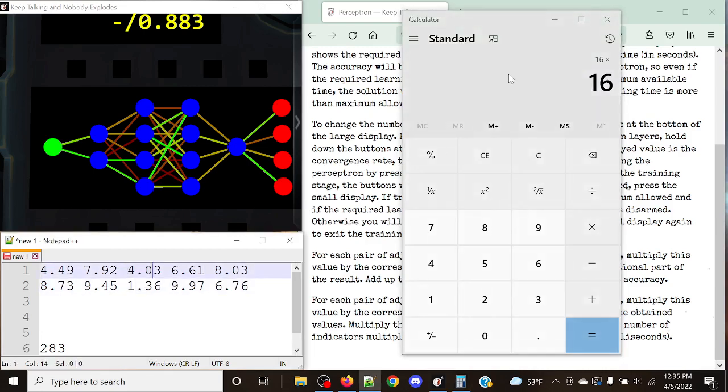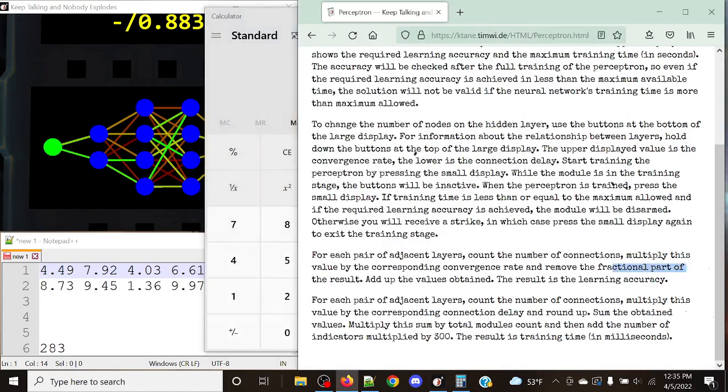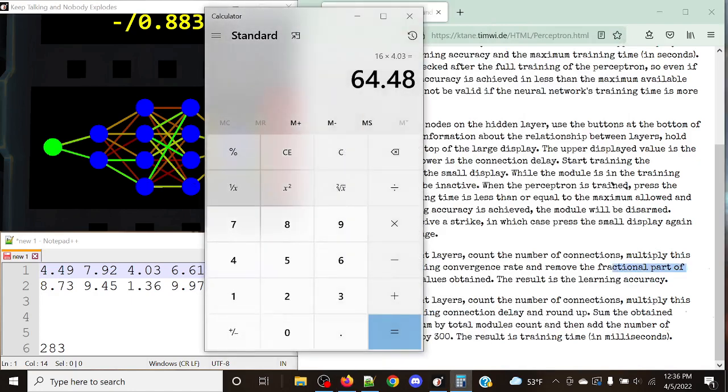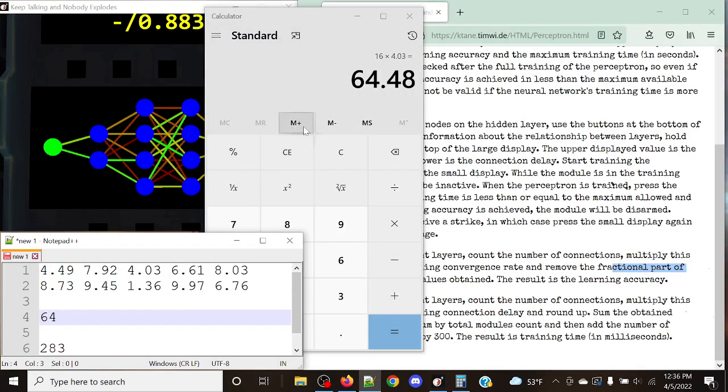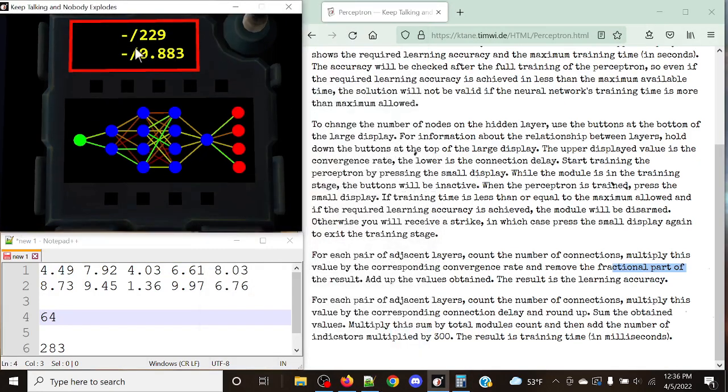So with 4.03, or just numbers in this case, 16 times 4.03. This is for the conversion rate. And remember, we're going to drop the fractional part of this result. So that's going to be 64. So we get 64 for the conversion rate. This is part of our learning accuracy. That's a good start, but we're going to need a lot more for this to be successful.